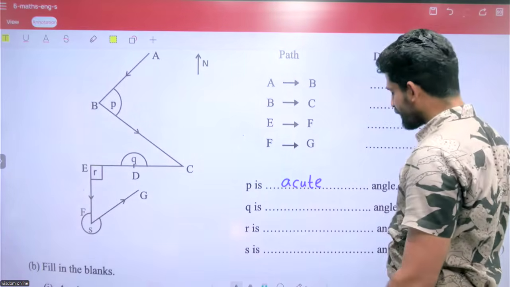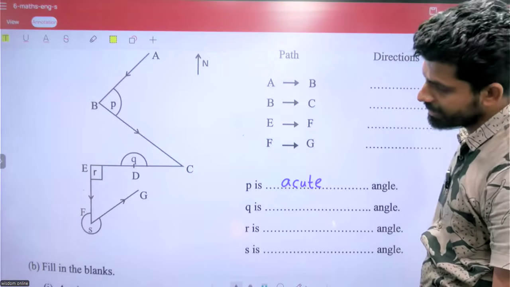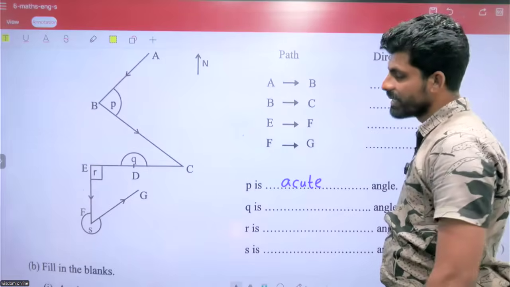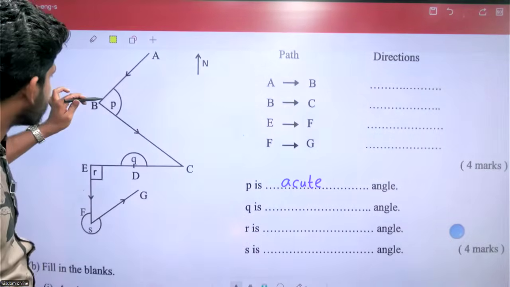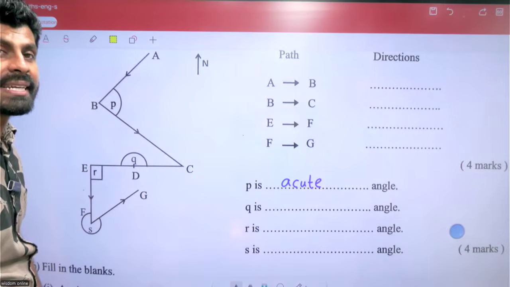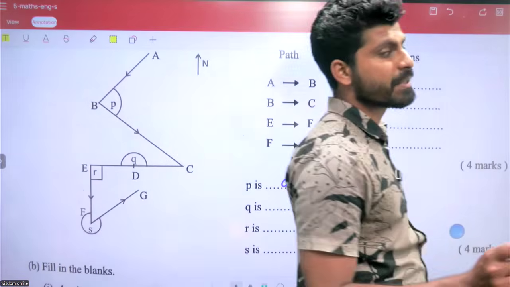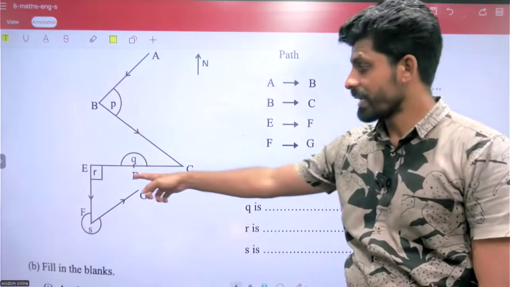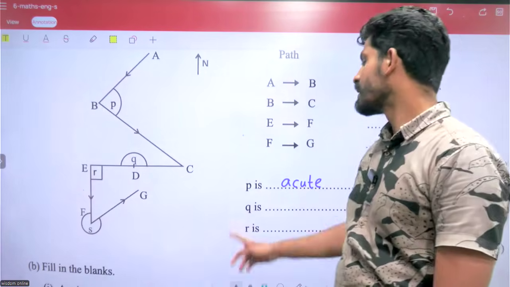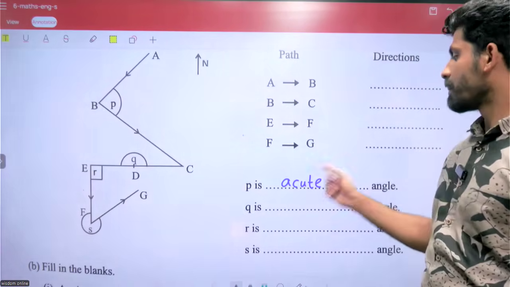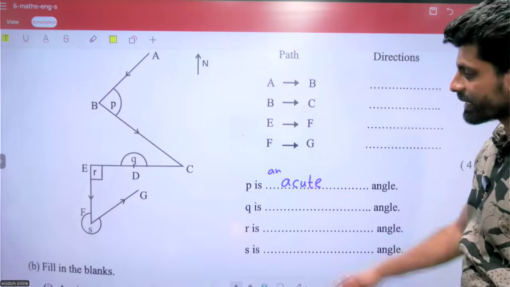P is an acute angle, right? Look at the P. We can take that one as an acute angle. Just look at the pattern. They have mentioned a square for the 90 degrees. So that means P is an acute angle.